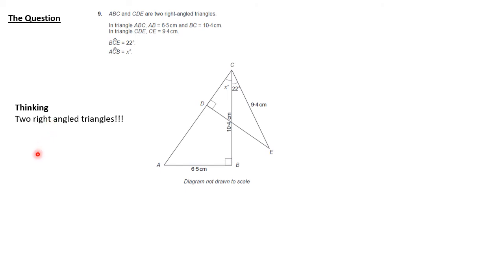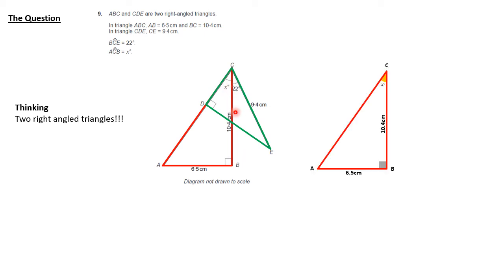Well, we've got two right angle triangles, so I hope you can see you've got this red one where you've got the 6.5, the 10.4 and the angle X, that's the ABC, and we've also got this green one with the 9.4 and the X and the 22 forming this top angle. So if I was to pull them out, there's my red one and there's my green one.